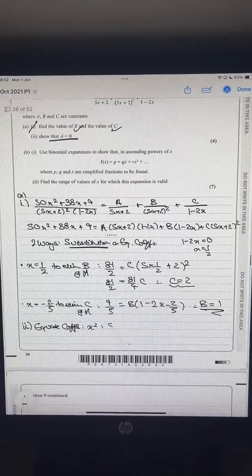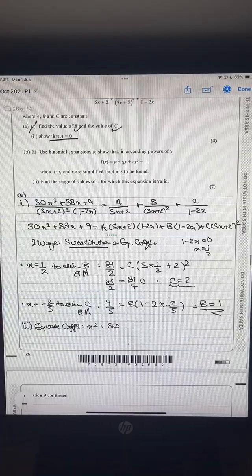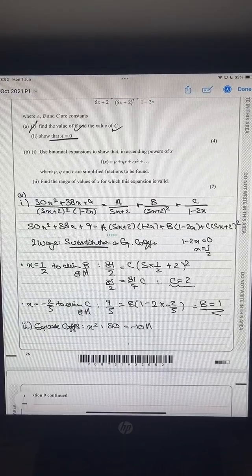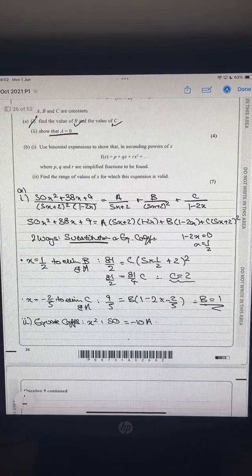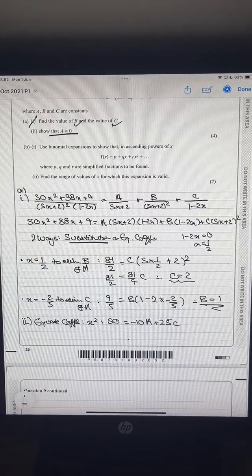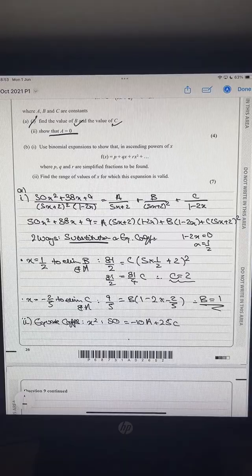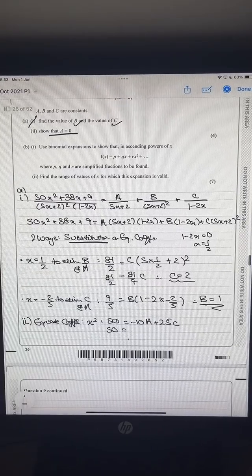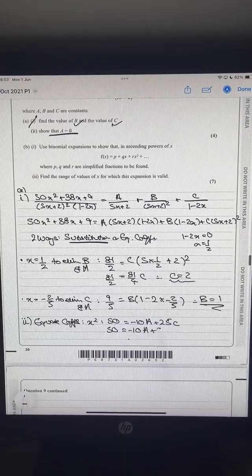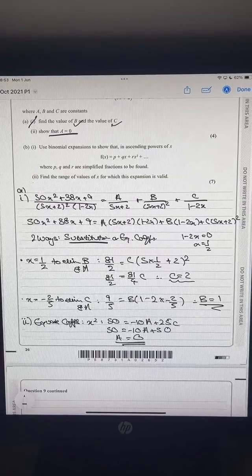On my left-hand side, I've got 50x squared, and that is going to be equal to negative 10a, because 5x times negative 2x is negative 10x squared, times a. And then I have plus 25c, because I have 5x times 5x is 25x squared, so that's my x squared coefficient. And I know that c is equal to 2, so that's 50 equals minus 10a plus 50, and then that gives a equals 0 in the end.